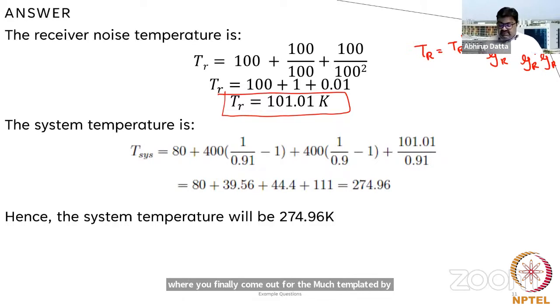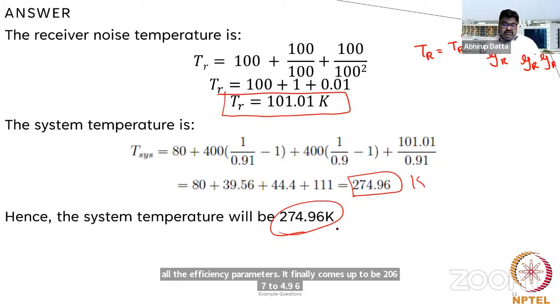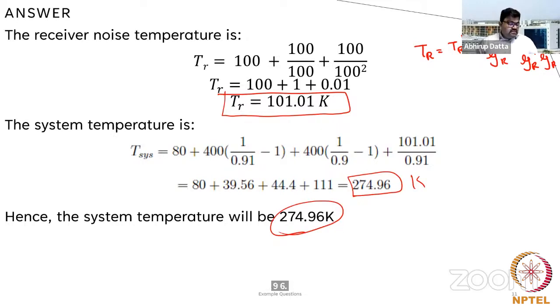And system temperature, then if you put it about there by all the efficiency parameters, it finally comes out to be 274.96 Kelvin. Okay. Questions here?